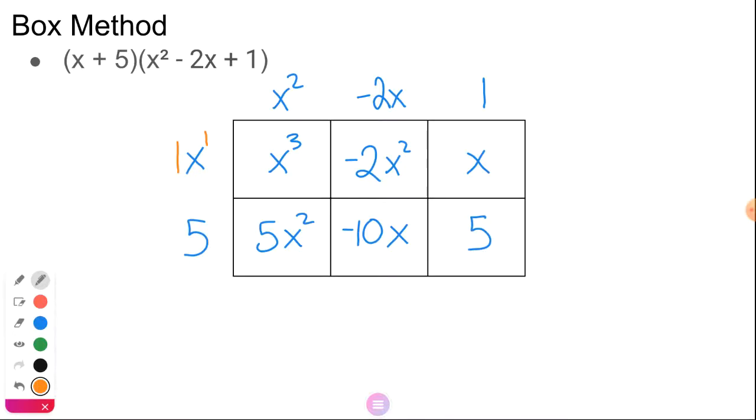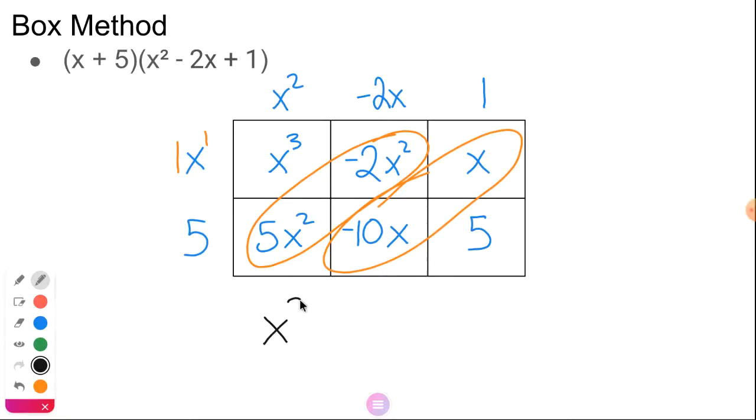Okay, and then we're going to go back and we're going to look. Do we have any like terms? So like terms would be variables that have that same exponent. So we have 2 x squareds here. And we also have 2 x terms here. So those are the ones that are going to be put together. We're looking to have our answer in standard form. So our highest degree is x cubed, so we're going to start with that one. There's nothing that is a like term with x cubed, so that's our answer there.